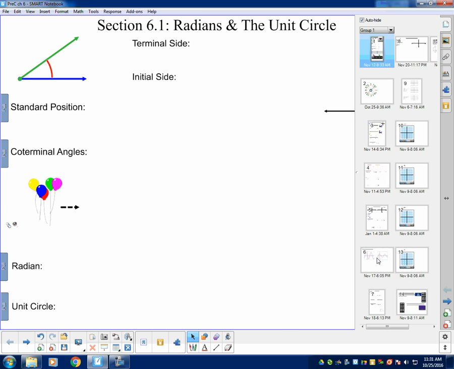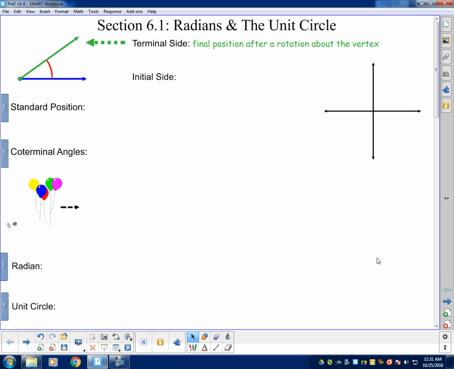So, a little bit of information about an angle. We have what's called the terminal side of your angle. If you draw an arrow over to the terminal side, it sounds so final. The terminal side is the final position after a rotation about the vertex. And notice we're going in a counterclockwise direction there, up from the initial side, which is the positive x-axis. So the terminal side, and then we have the initial side, the starting position of a ray.